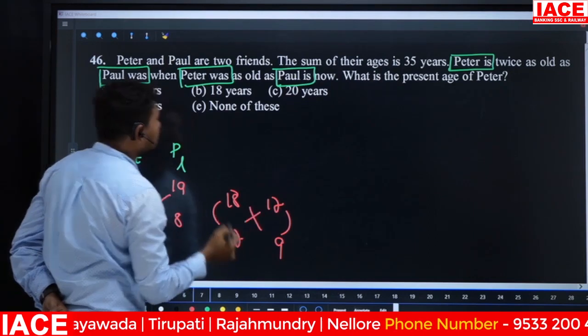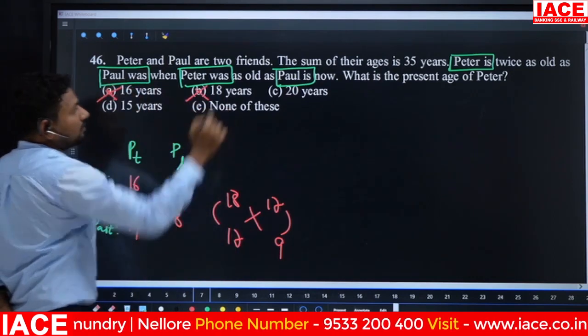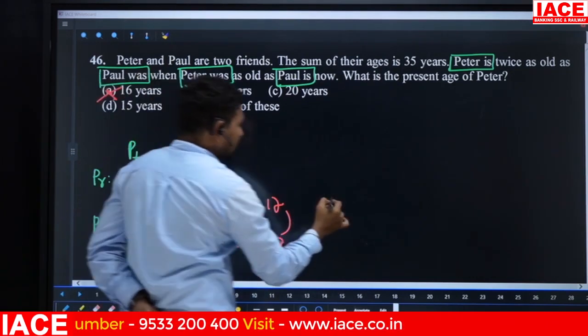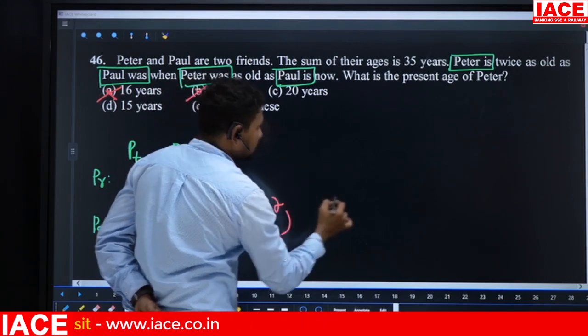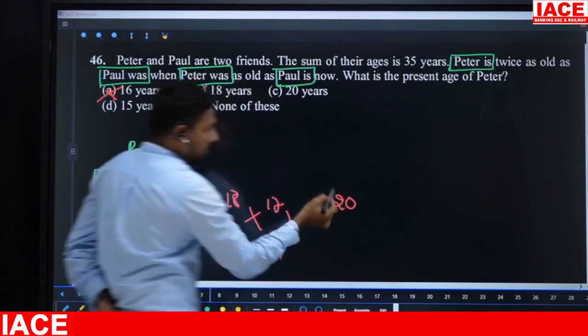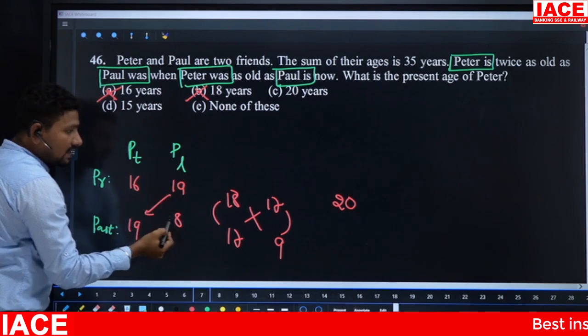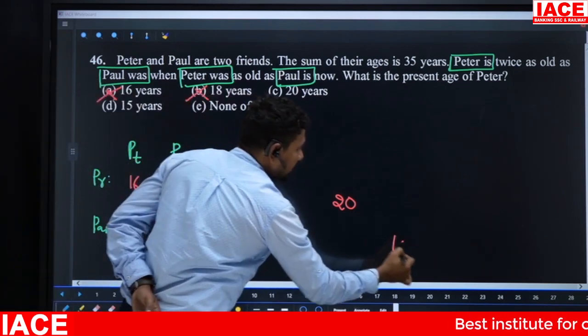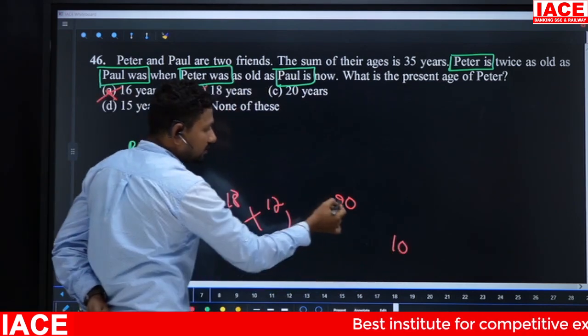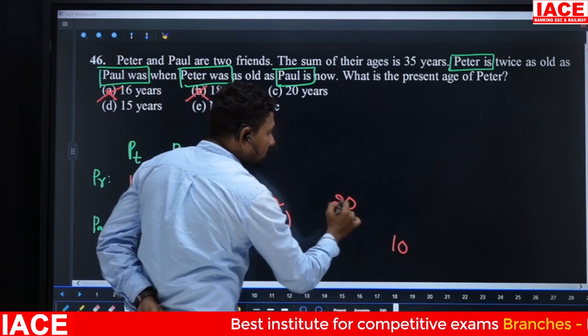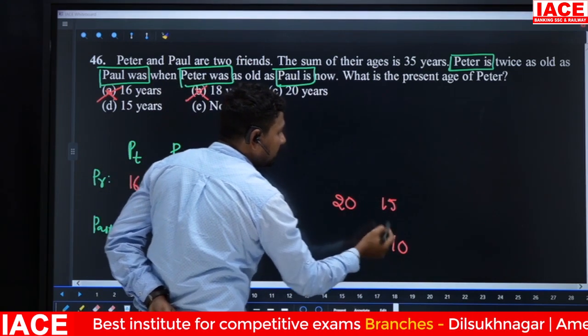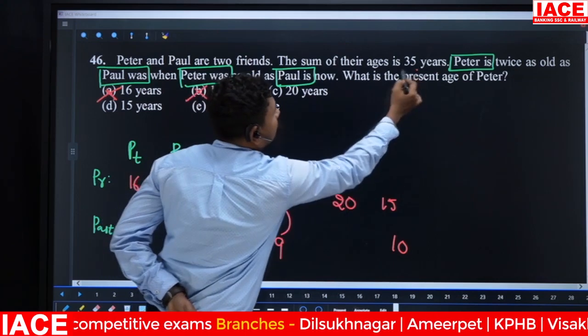That means this option is also wrong. And go for the C. Then C wise, Peter's present age is 20. Peter's present age is half of Paul's previous age, then it is 10. Half of the 20 value is 10. Then 20 here means it is a 15 value. 20 plus 15, overall 35 years.